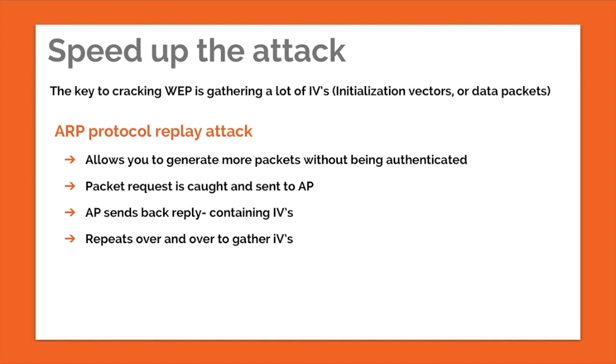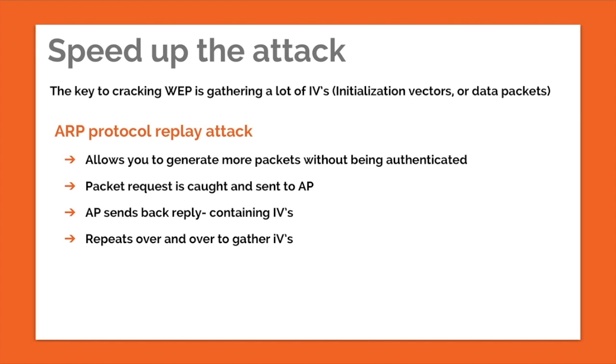The key to cracking WEP is gathering a lot of initialization vectors, or IVs, or data packets. One way to speed up a WEP crack is to use ARP protocol replay attacks. ARP is Address Resolution Protocol, a TCP/IP protocol used to convert an IP address into a physical address. The classic ARP request replay attack is the most effective way to generate new initialization vectors, or IVs, and it works very reliably. The program listens for an ARP packet, then retransmits it back to the access point. This in turn causes the access point to repeat the ARP packet, but with a new IV.